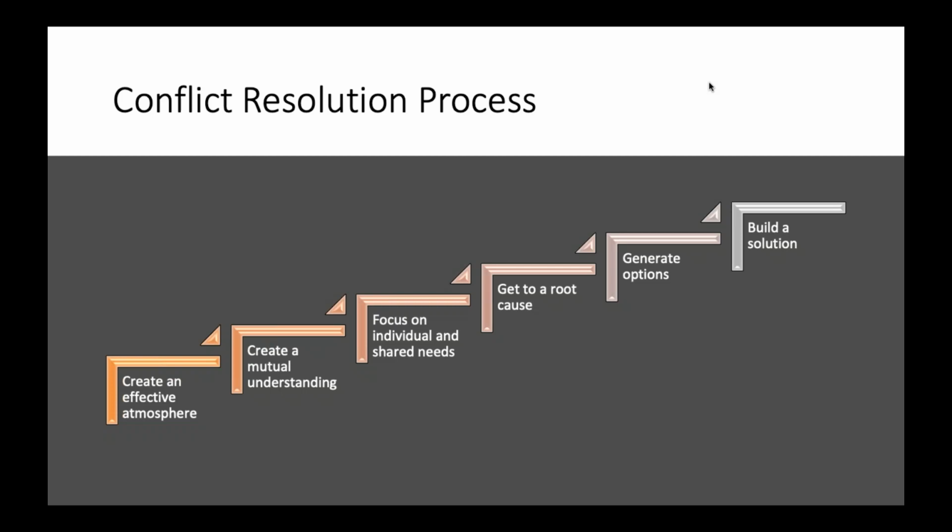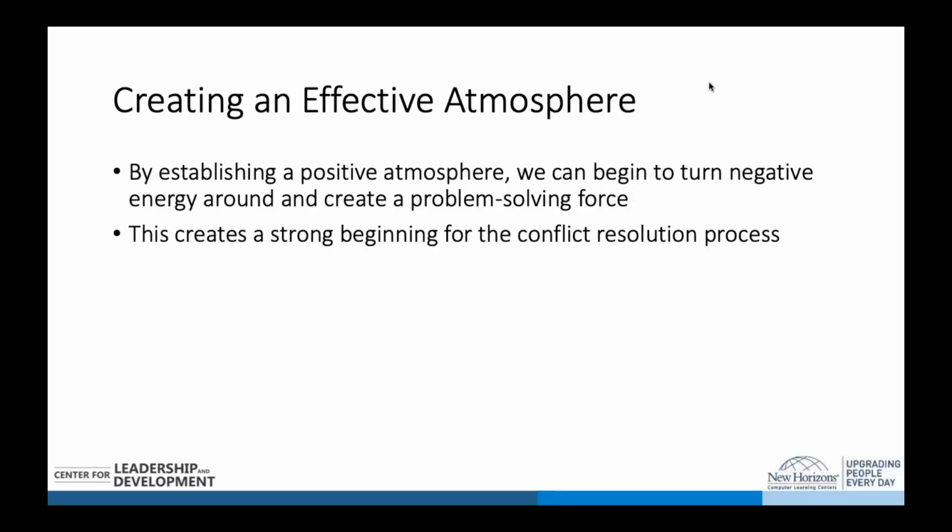So there's a 6-step process which I'm going to touch on and identify. We'll talk about each of these in turn: creating an effective atmosphere, creating mutual understanding, focusing on individual and shared needs, getting to the root cause, generating options, and building a solution. We'll touch on these a little bit in the remaining time that we've got.